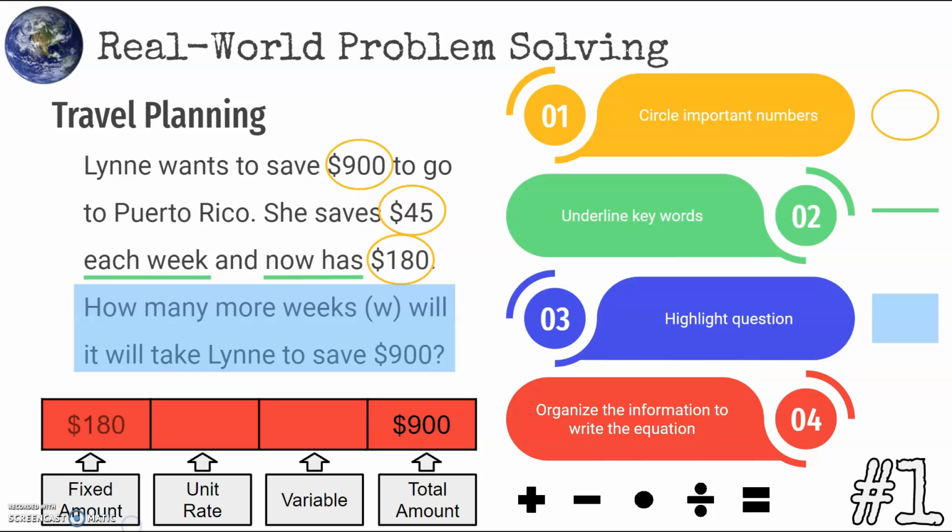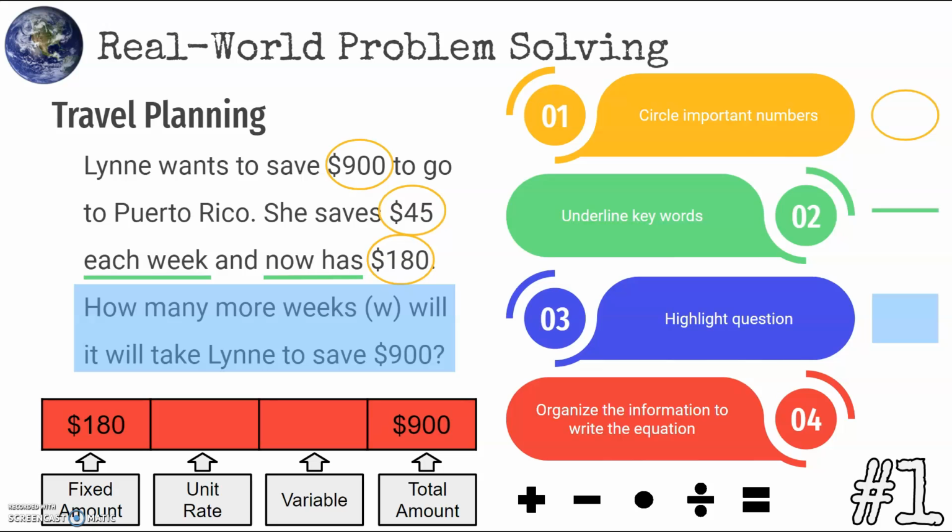I then need to understand that I have a fixed amount. She now has $180. So that's kind of like where we're starting. That $180 is the point where we're starting. It's fixed. Nothing's going to happen to it. We're not going to do anything to it.